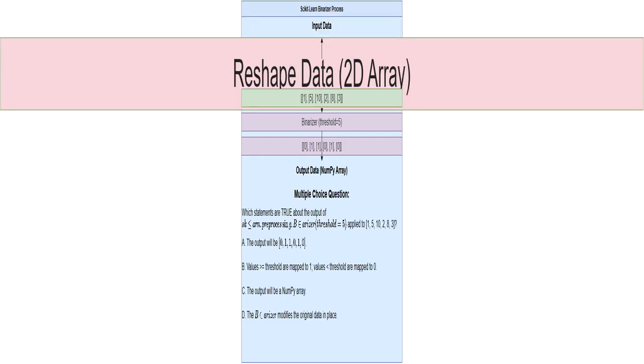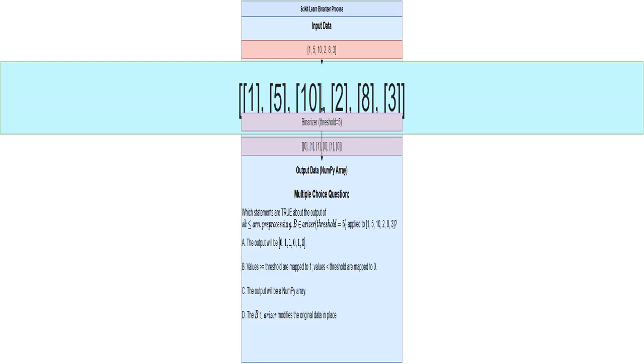To prepare the data for the binarizer, we need to reshape the 1D array into a 2D array. This is done using NumPy's reshape function. Reshaping doesn't change the data values, only their arrangement. This shows the reshaped data. Each original data point is now in its own row within a column. This is the format needed for the binarizer.